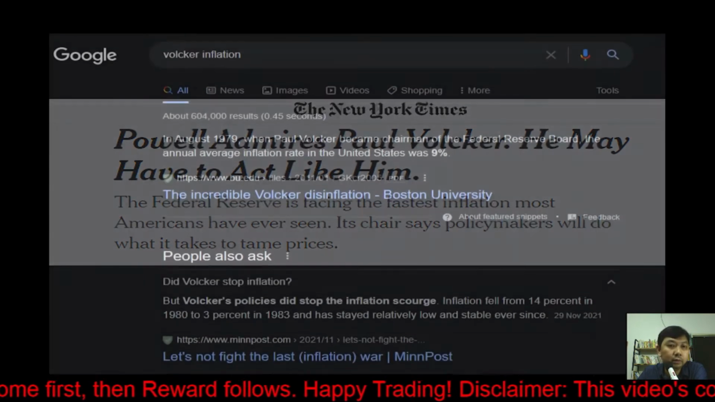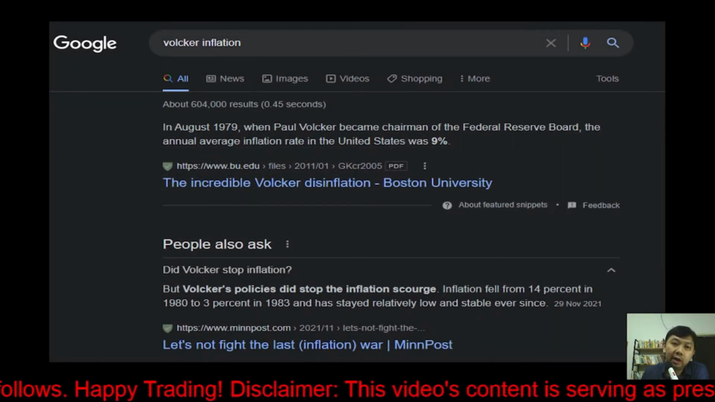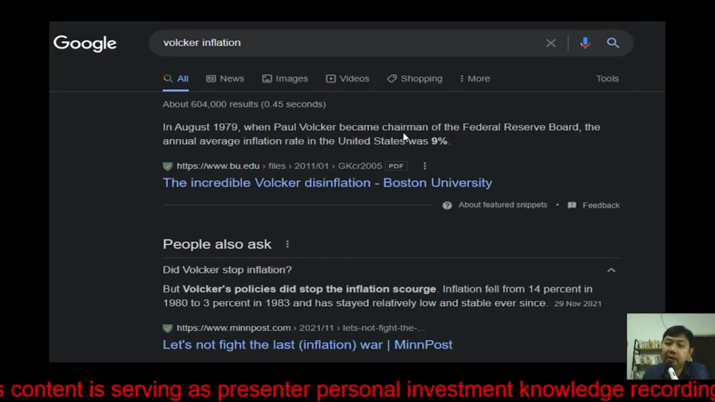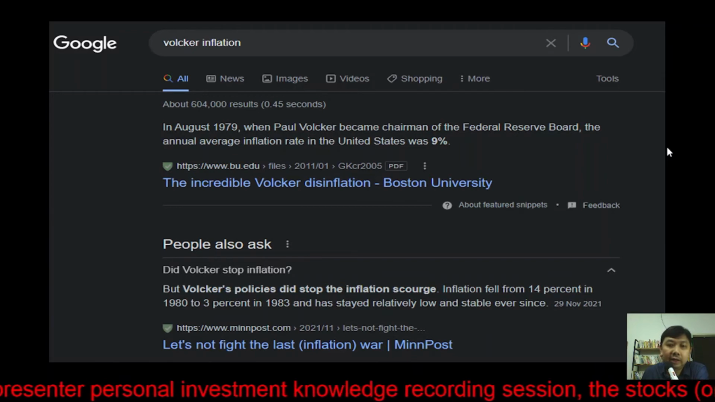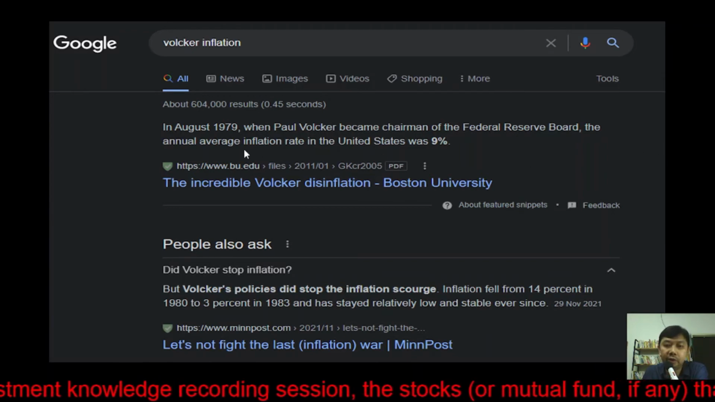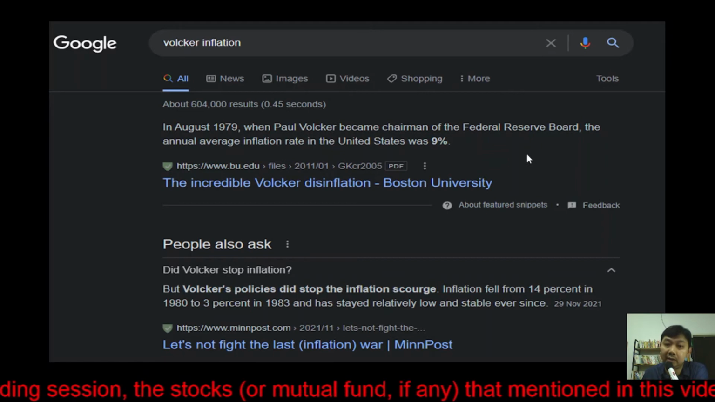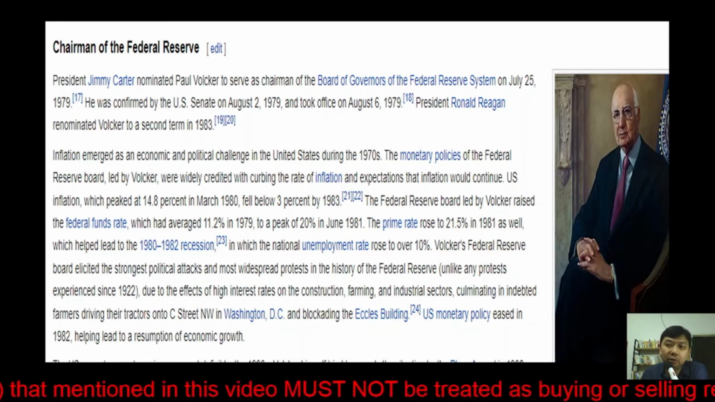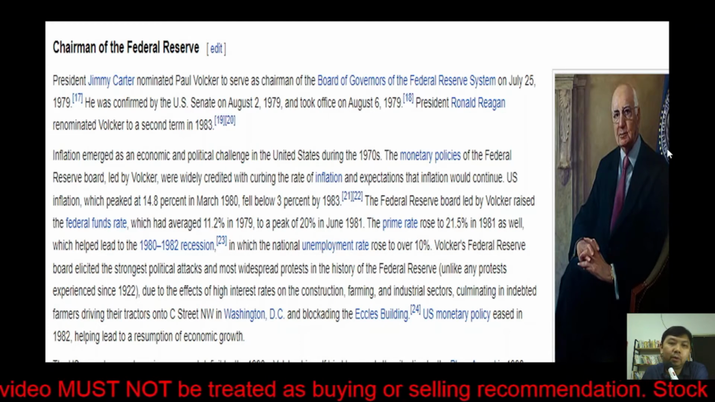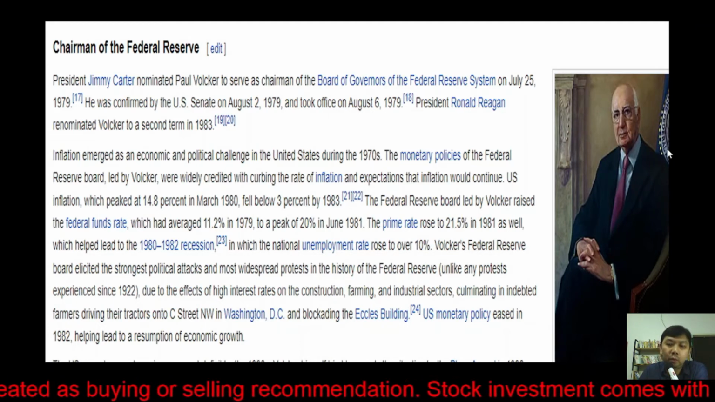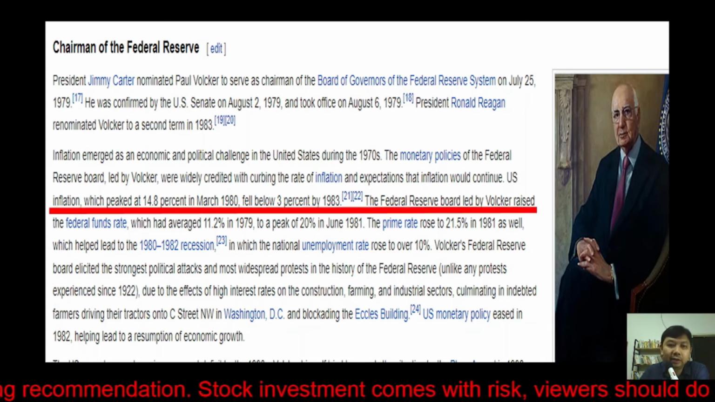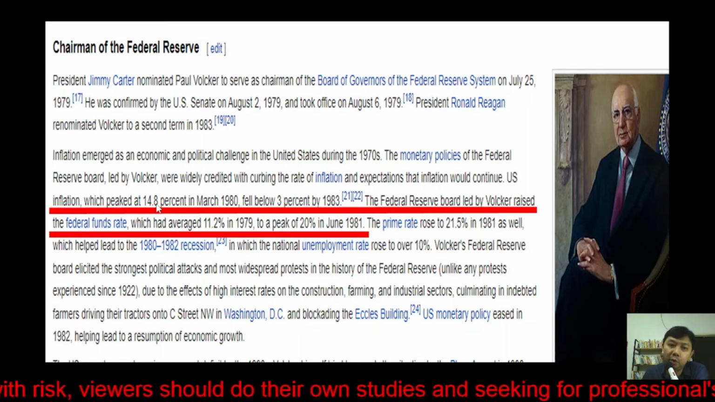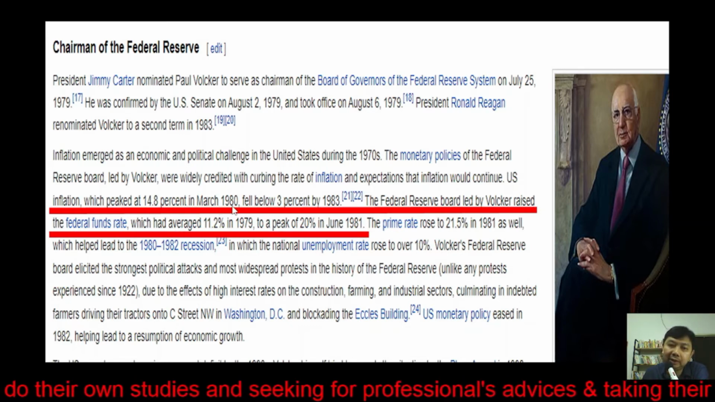You can try to Google Volcker inflations. So you'll come out with a result that in August 1979, Paul Volcker became the chairman of the Federal Reserve, and the annual average inflation rate in the US was 9%. So let's dig deeper into Wikipedia. On the right side, this is the guy, Paul Volcker, and what he did. Okay, this one is the inflation. Inflation peaked at 14.8% back in March 1980.